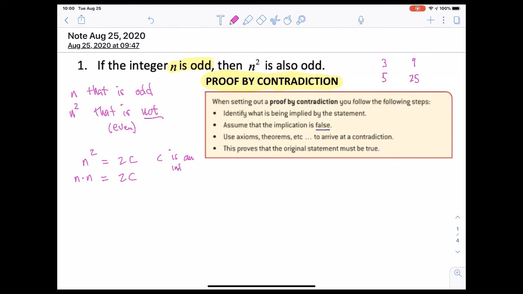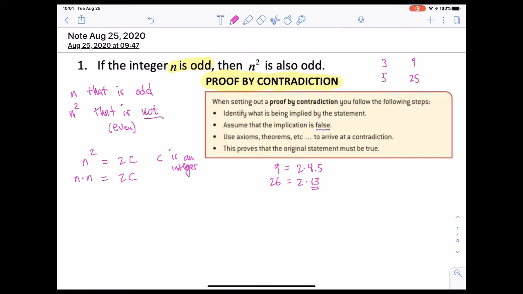So if we have an even number, then it means that the number can be written as 2 times some integer. 9, we can't do that because 9 is 2 times 4.5, and this is good because 9 is an odd number. On the other hand, if we have 26, 26 is 2 times 13, and that is an integer. So this is what we're looking to do.